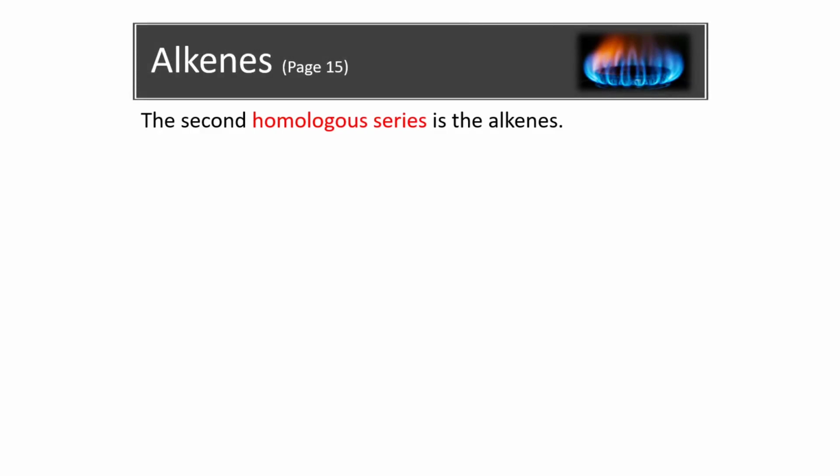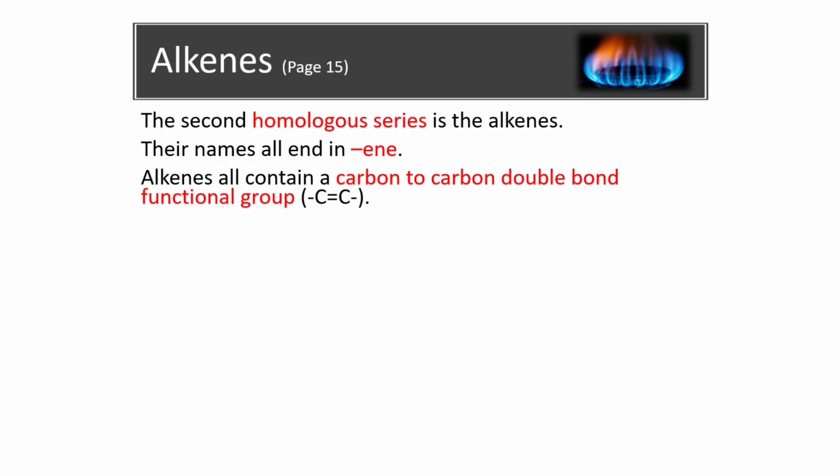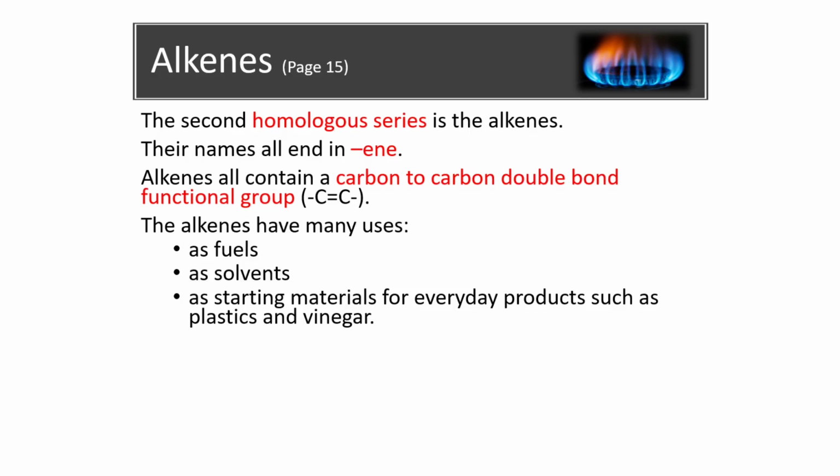So let's quickly recap what we've talked about. The alkenes are the second homologous series. Their names all end in ene. That's how we can identify them. And by spotting that it ends in ene, it tells us that these structures contain a special bond called a carbon-to-carbon double bond. They've got some uses, the alkenes. They're used mainly as fuels, as solvents, and they're very good starting materials for producing products such as plastics.